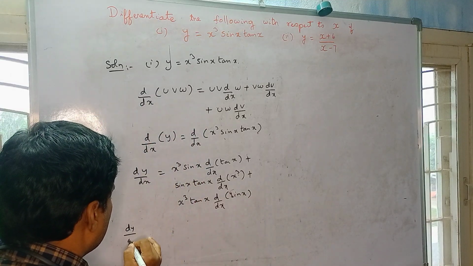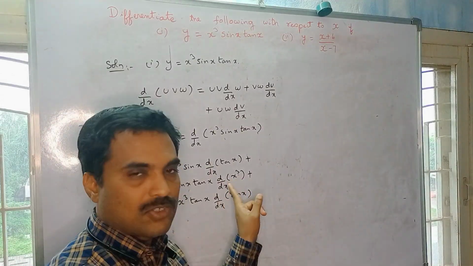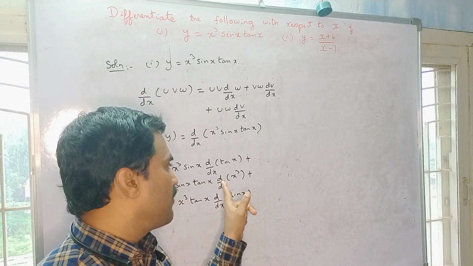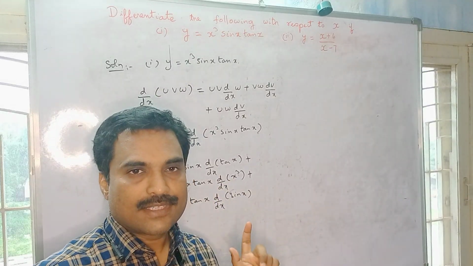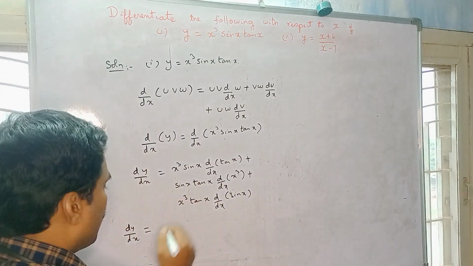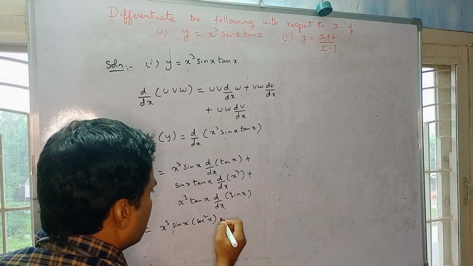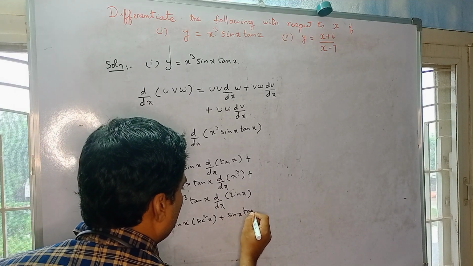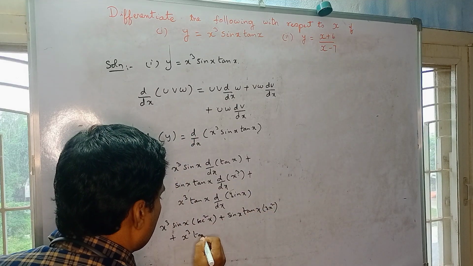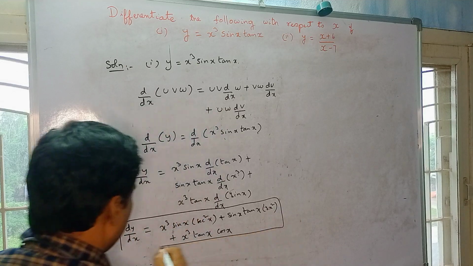Next step, we'll find the differentiation of all the functions. As you know, d by dx of tan x is sec square x. For d by dx of x cube, apply the formula d by dx of x power n is n x power n minus 1. In this case n is 3, so d by dx of x cube is 3x square. d by dx of sin x is cos x. So we write x cube sin x into sec square x, plus sin x tan x into 3x square, plus x cube tan x into cos x. This is how we find dy by dx for the first one.